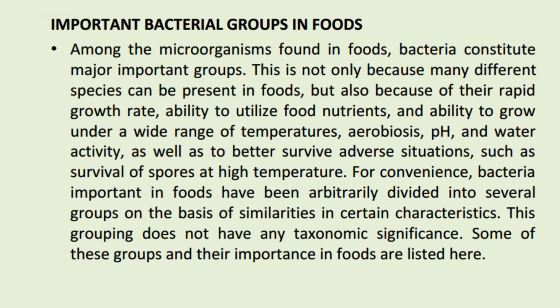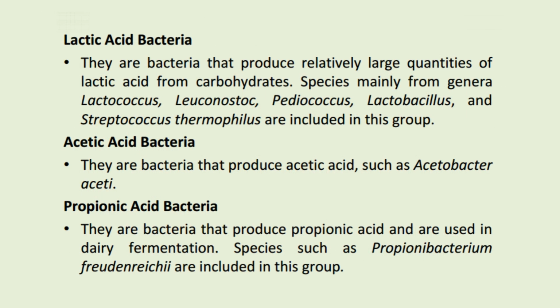Now let's group bacteria by their functional roles in foods. Bacteria are major important groups due to their rapid growth and ability to grow under diverse conditions. We group them based on similarities in characteristics. First, we have lactic acid bacteria. These produce large quantities of lactic acid from carbohydrates. Genera include Lactococcus, Leuconostoc, Pediococcus, Lactobacillus, and Streptococcus thermophilus.